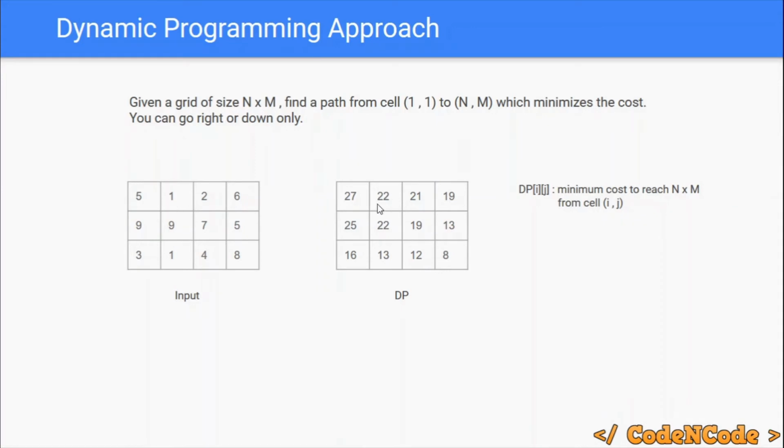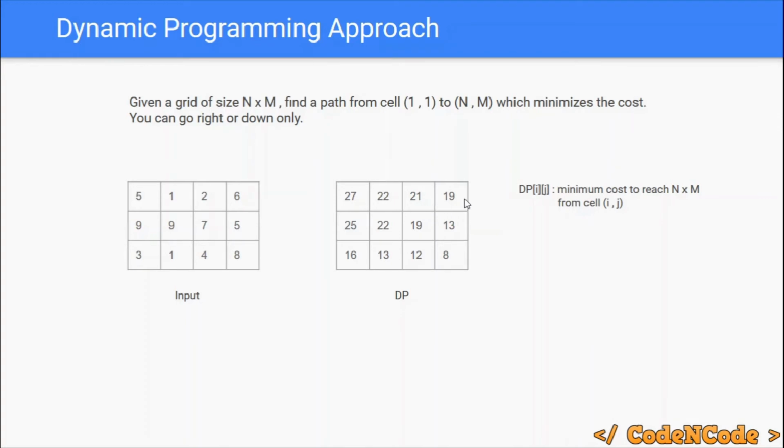So your path consists of 11 and then this, which is 22. Again from this cell you can move either right or down. If you see the minimum of these two, this is the minimum, so your path consists of this cell, not this cell. So this is one of the cells in your path.